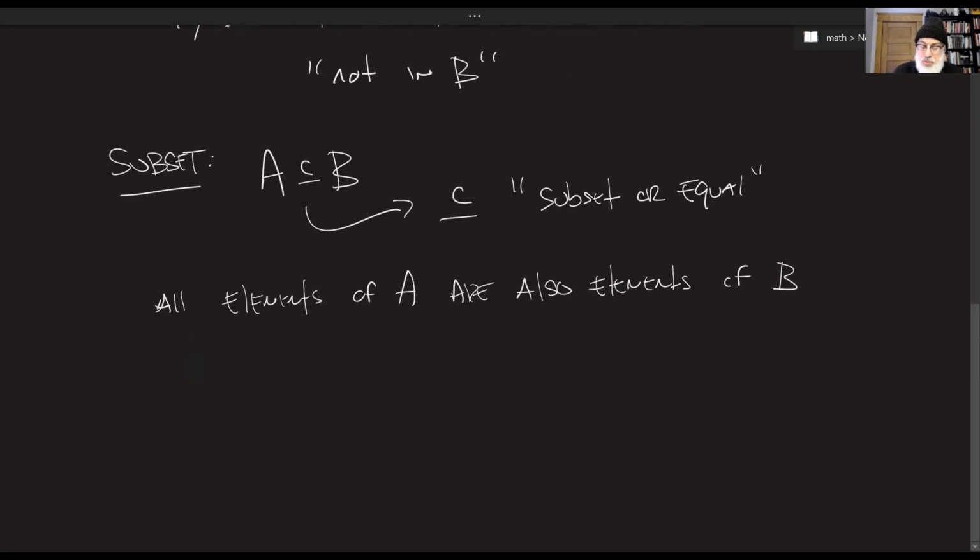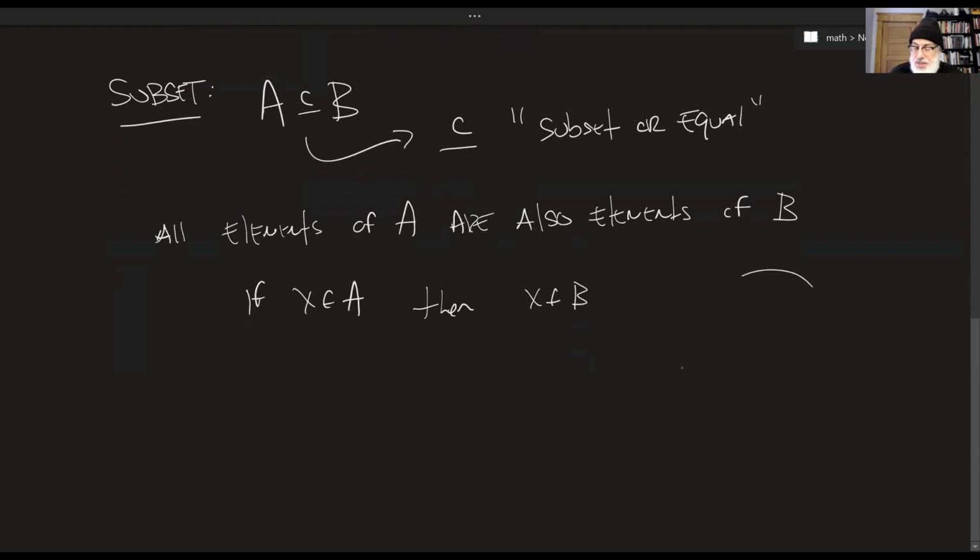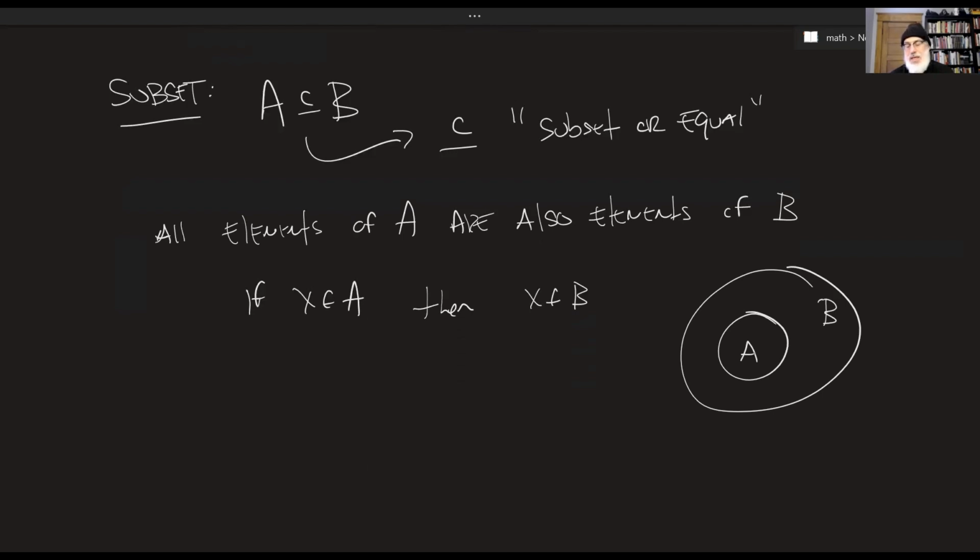Another way to write this is that if x is in A, and A is a subset of B, then x is in B. We know that by the fact that A is a subset of B. This will be automatic. A visual of this: if this circle here is all of B, then this circle inside of B is the set A. And you can see all the elements of A are in B. That's what it means to be a subset.